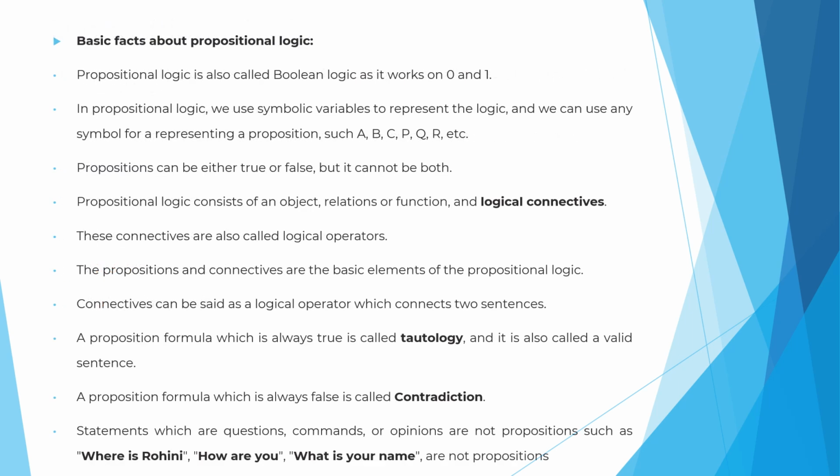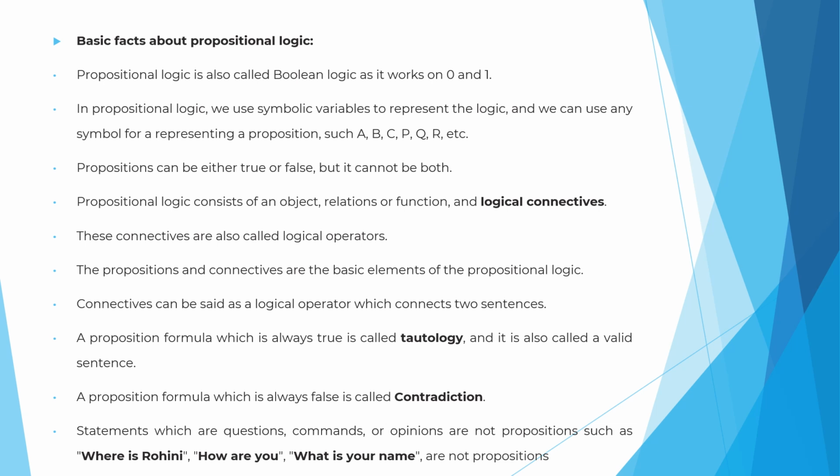Now we are going to see some basic facts about propositional logic. Propositional logic is also called Boolean logic. It works on 0 and 1. In propositional logic, we use symbolic variables to represent the logic, and we can use any symbol for representing a proposition, such as A, B, C, P, Q, etc. A proposition can be either true or false, but it cannot be both.